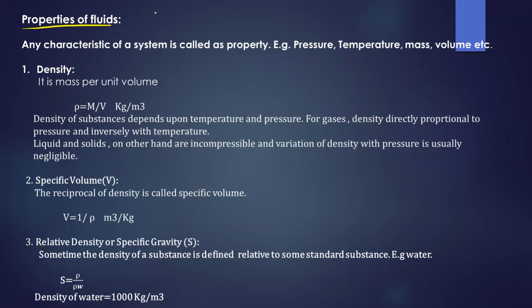So properties are nothing but the characteristics. Okay, so you must have studied these characteristics in your maybe 11th or 12th or in the diploma. So first is the density. So density is the mass per unit volume. Okay, so it is represented as rho, which is m upon v. So mass unit is kg and the volume unit is meter cube, so the unit of density is kg per meter cube.